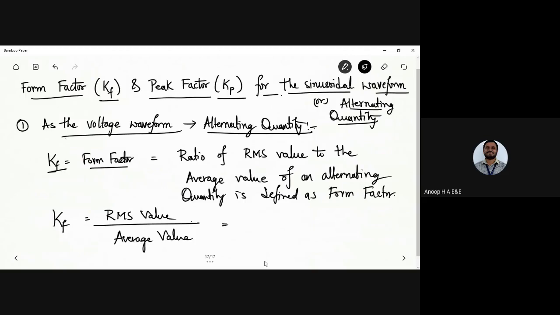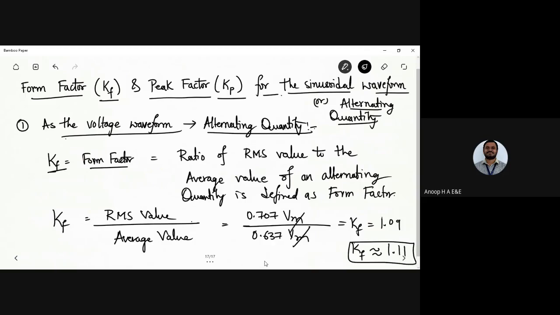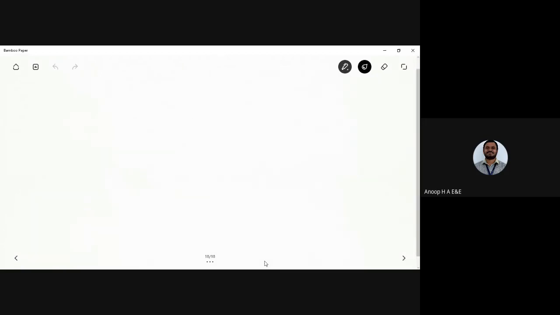What is rms value? That is 0.707 times Vm, divided by the average value, which is 0.637 times Vm. Okay, so what would be the value? The kf value would be somewhere around 1.11. So this is the value of the form factor of a sinusoidally varying alternating quantity, AC quantity.